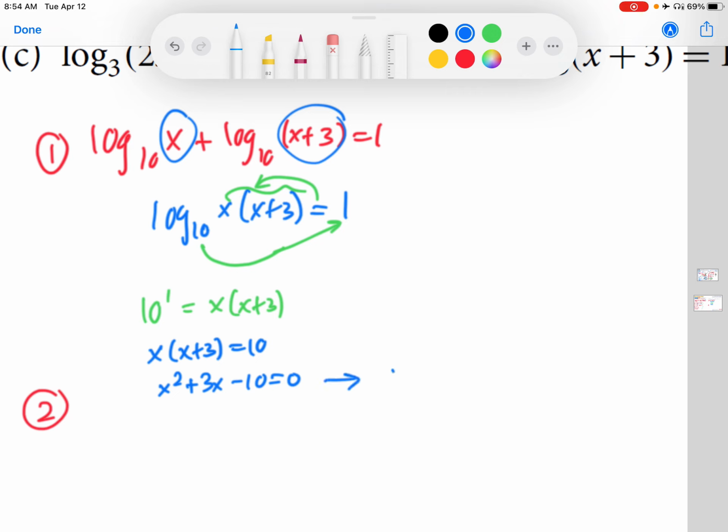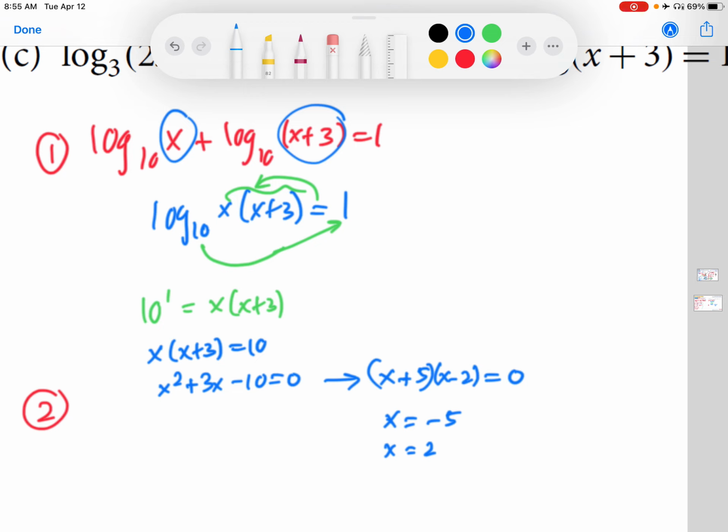And indeed it does, right? It turns out that this factors into x plus 5 times x minus 2. And you can certainly check your work there. So it gives us 2 solutions, x equals -5 and x equals 2. Now at this point, you might say, okay, I'm done. I found the x values, move on.